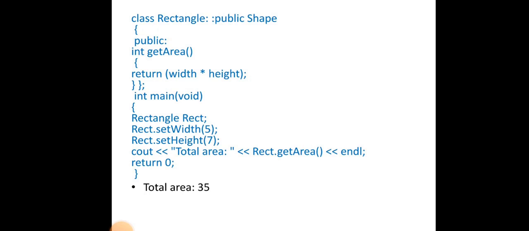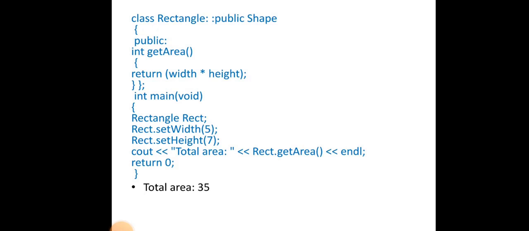Here rectangle is the derived class. We are going to create an object rect for the derived class rectangle. Using this object, we are going to access the member functions within the base class. There are two member functions, set width and set height. By passing the parameter values of 5 and 7 in the respective member functions set width and set height, we can calculate the total area of the rectangle.